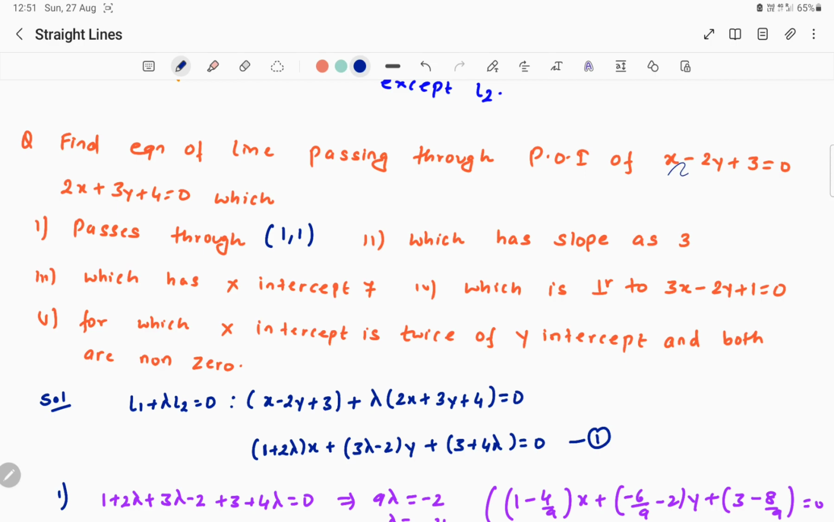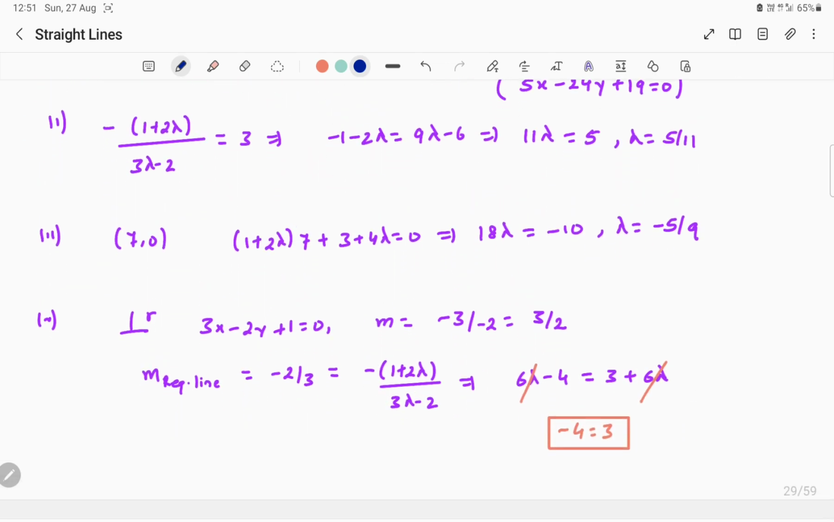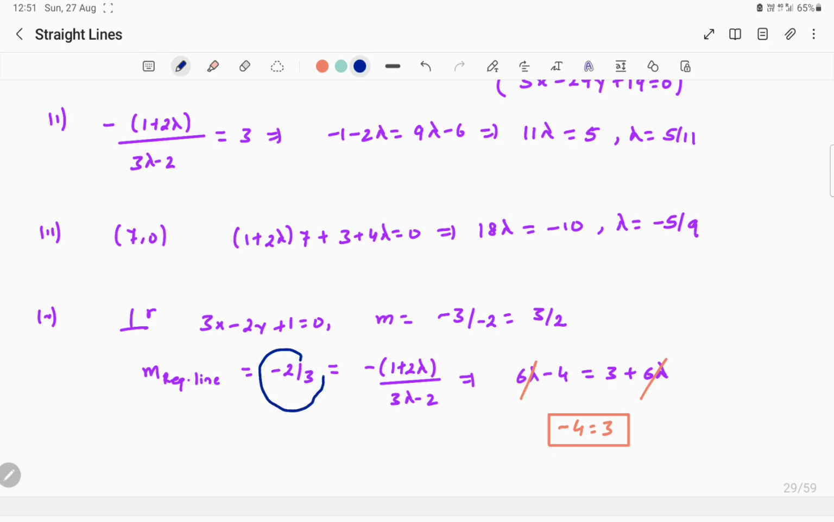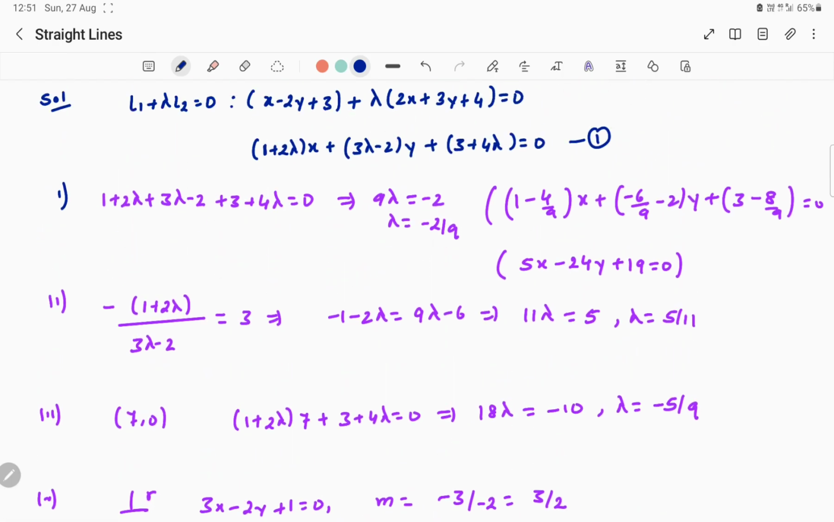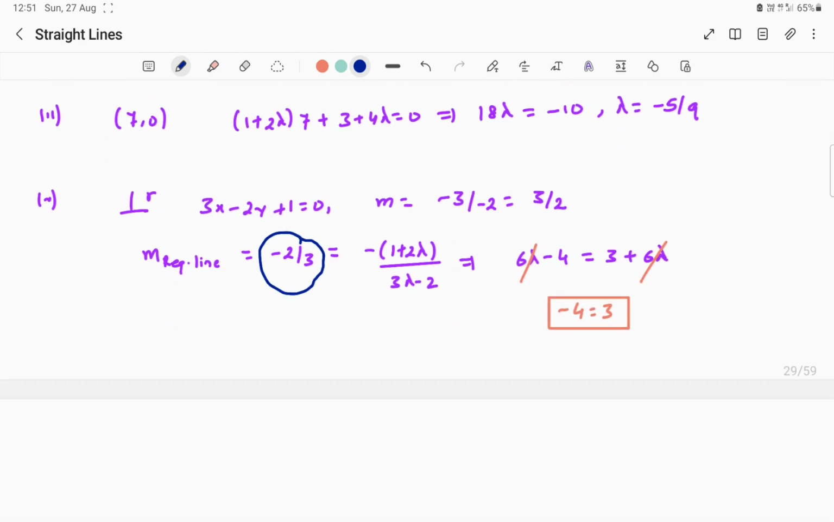If you observe this line, what is the slope? Slope here is 1 by 2, and here what is the slope? Here the slope is minus 2 by 3. Oh, can you spot something? You were searching for minus 2 by 3, isn't it? And you can see that L2's slope also is minus 2 by 3. Can you understand here? So this is what I was telling you, that L1 plus lambda L2 equal to 0 will give you all lines except L2.